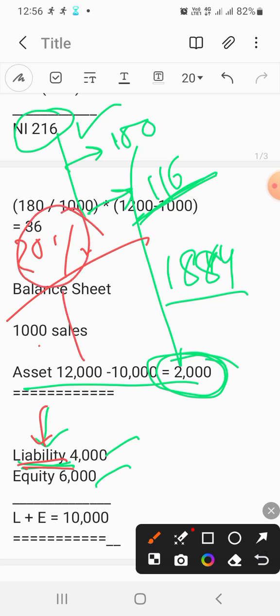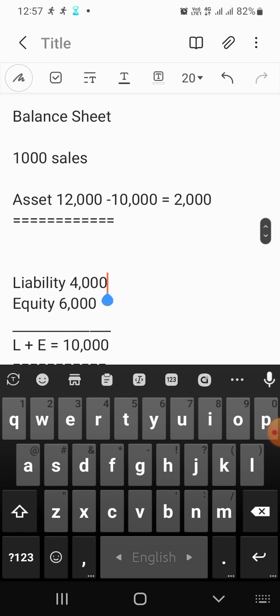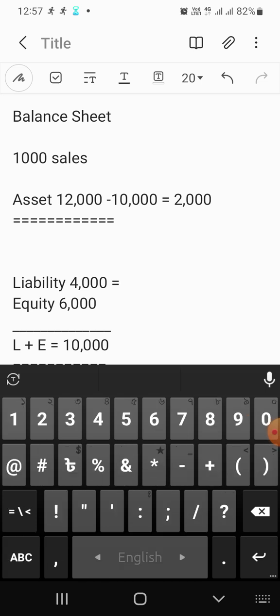So what will happen? Let's just assume this liability of 4,000 is wholly spontaneous, though it may not be all the time, but just assume so for now. If I say I will increase my sales 20%, then my spontaneous liability will also increase by 20%. That is, 20% of 4,000 is 800. That means my new liability will be 4,800.